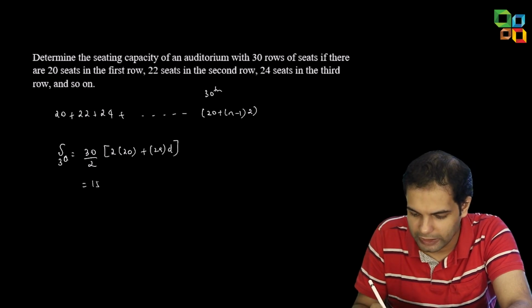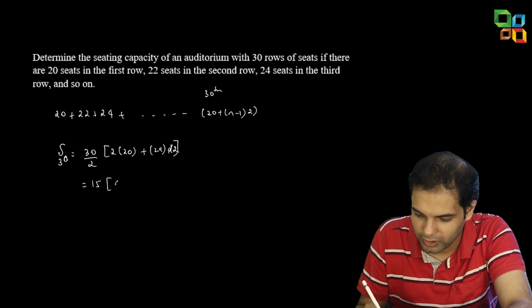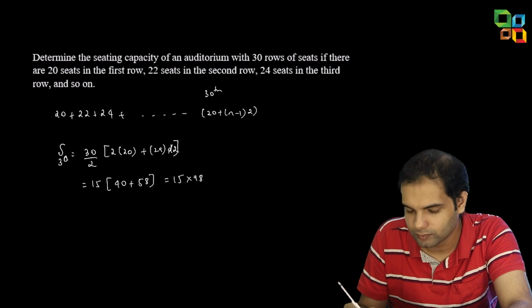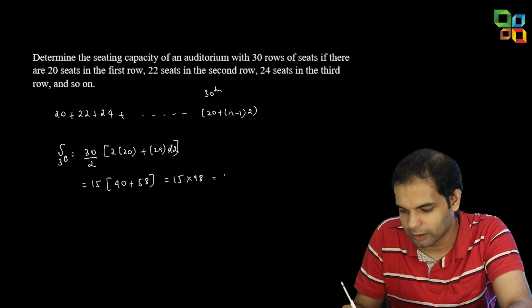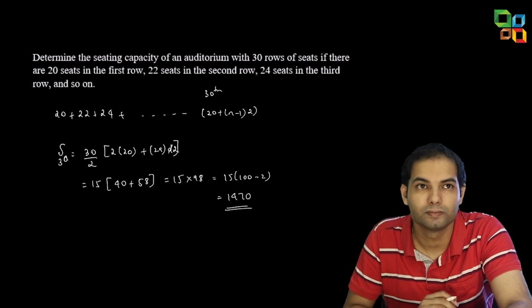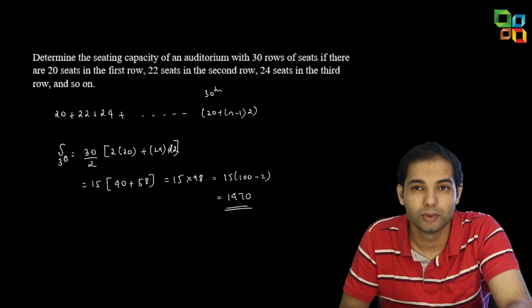So 30 by 2 is 15. Here it's 40. What is d? D is 2, right? Let me substitute that also. This is 40 plus 29 into 2, which is 58. So this is nothing but 15 into 98. This is nothing but 15 into 100 minus 2. Correct? So 1500 minus 30, which is 1470. Easier to calculate that way, otherwise you have to multiply. That's all.